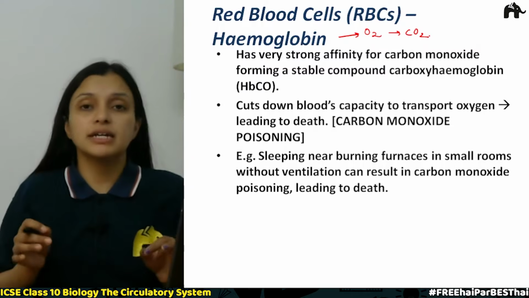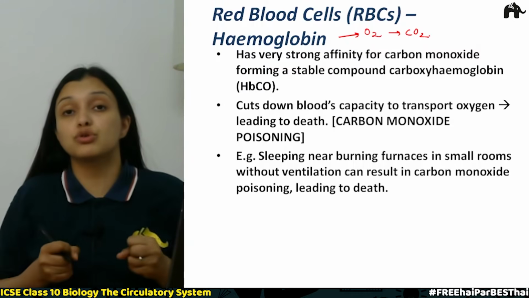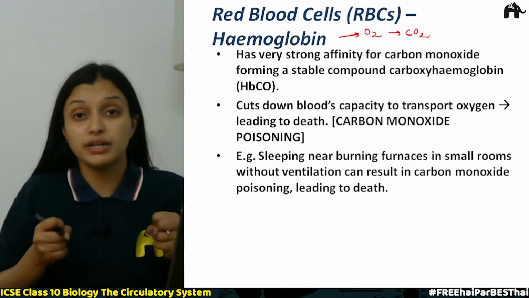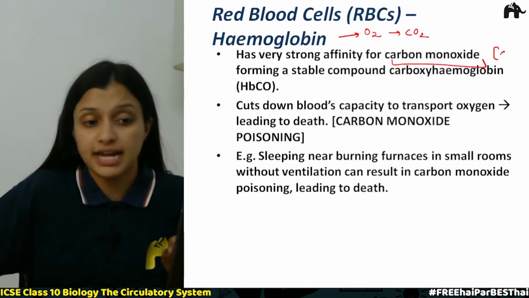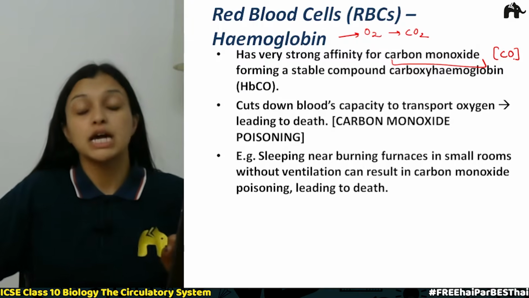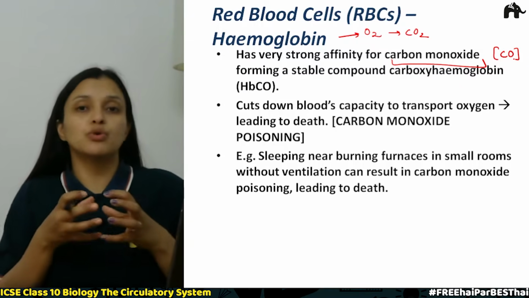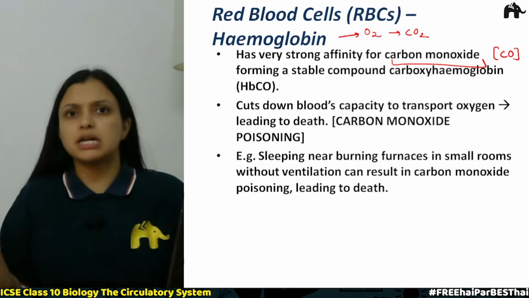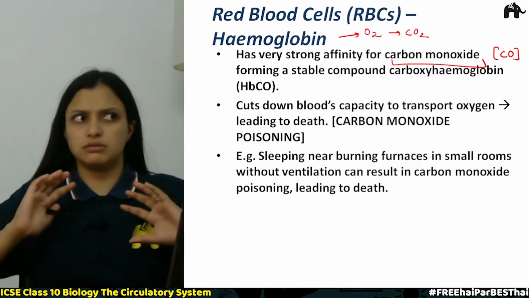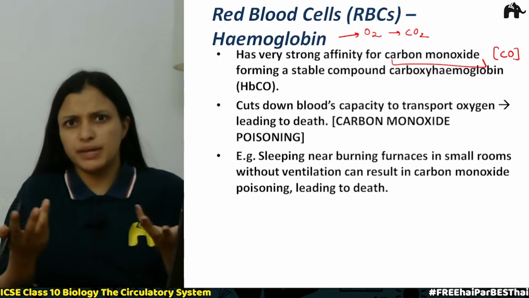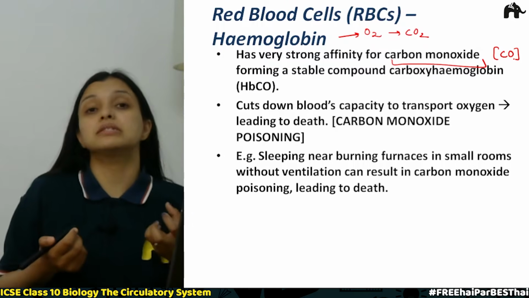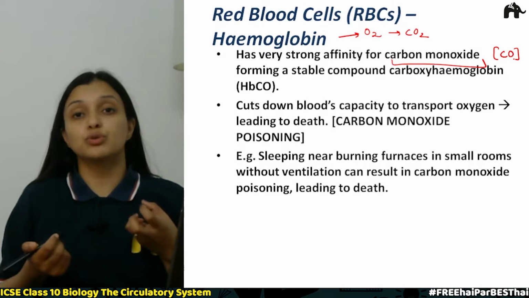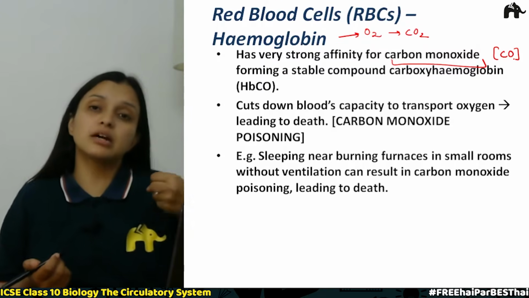But there is another gas for which the affinity of hemoglobin is very high. And what gas is that? So that is carbon monoxide, that is CO, right? So if there is carbon monoxide present around the place where we are, if the carbon monoxide is more, hemoglobin has a strong affinity for this carbon monoxide and it attracts the carbon monoxide.